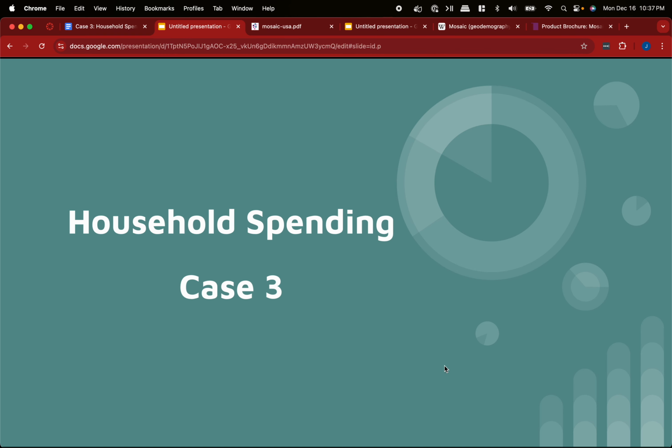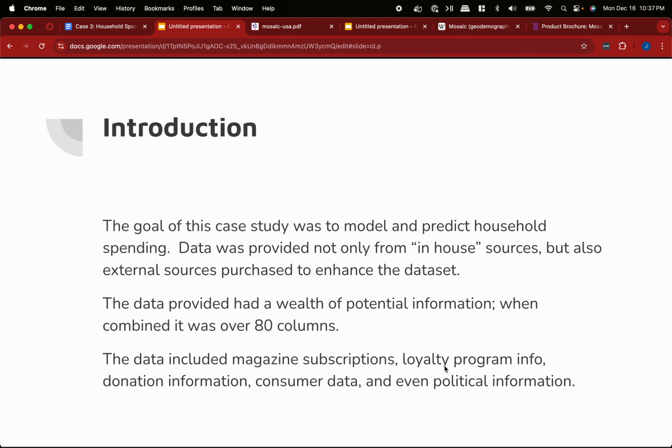Hello and welcome to case number 3, household spending. The goal of this case study was to model and predict household spending.